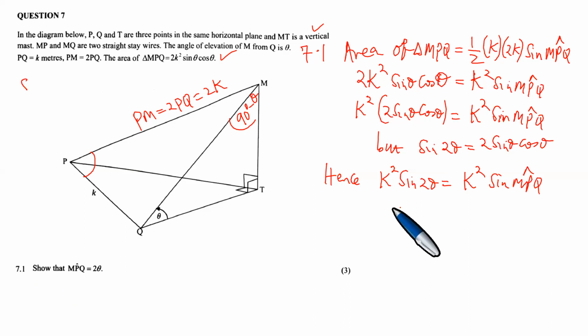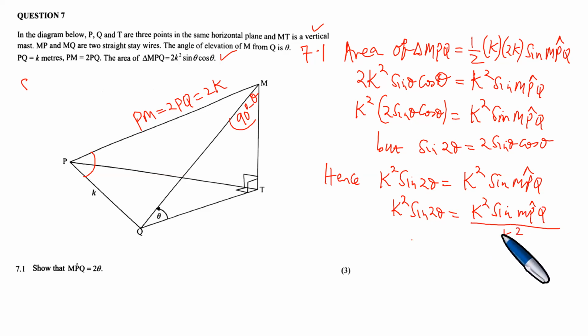Okay, so we divide here, so it's K squared. You have the sine of twice theta, which is K squared, the sine of MPQ. You divide by K squared, you divide by K squared. And then we're able to achieve that the sine of 2 theta is equal to the trigonometric sine of MPQ.